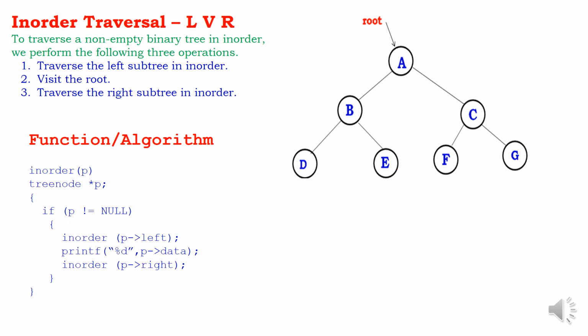Now let me explain inorder traversal. For the same binary tree, I am going to traverse it in inorder. What is the definition of inorder? LVR.